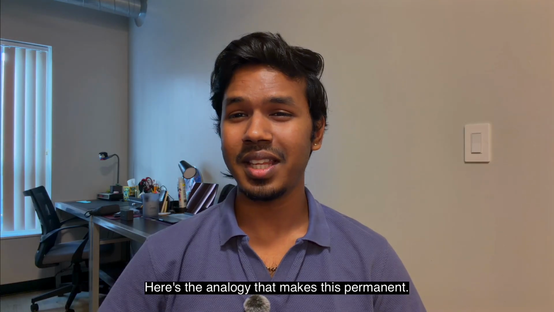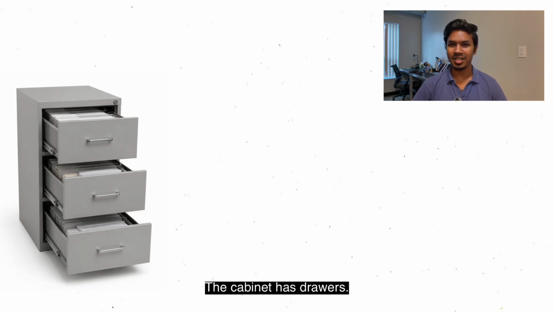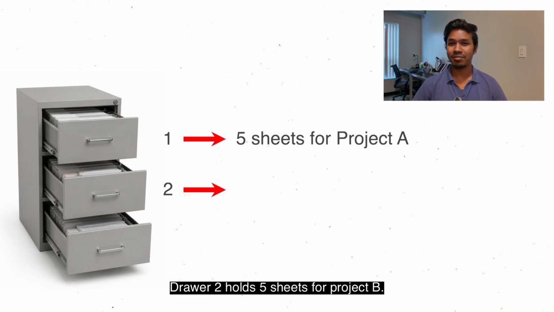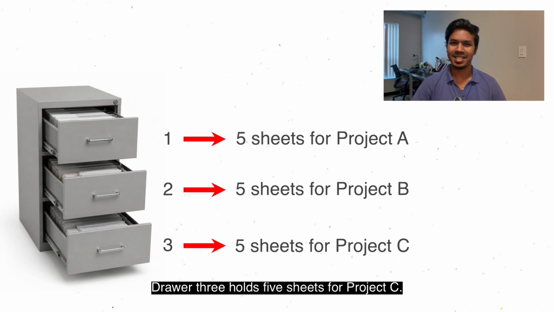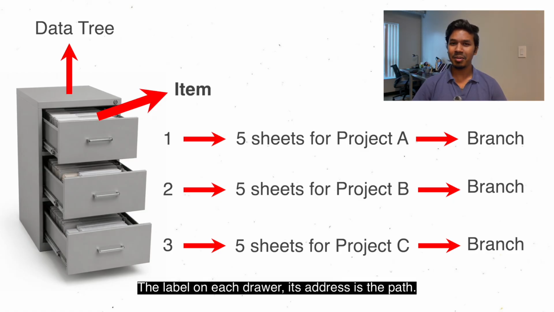Here's the analogy that makes this permanent. Picture a filing cabinet in an architecture office. The cabinet has drawers, say there are 3 of them. Drawer 1 holds 5 sheets for project A. Drawer 2 holds 5 sheets for project B. Drawer 3 holds 5 sheets for project C. The whole cabinet is the data tree. Each drawer is a branch. Each sheet inside a drawer is an item. The label on each drawer, its address, is the path.